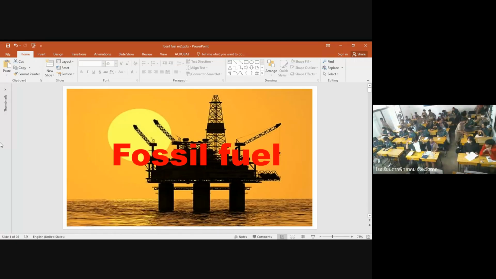Okay, so last week we discussed fossil fuels. We will continue our discussion about fossil fuels. Remember, we have three types of fuels: coal, petroleum gas, and oil shale.